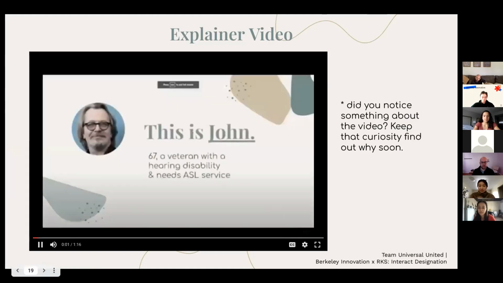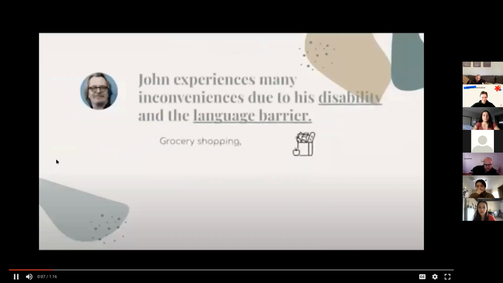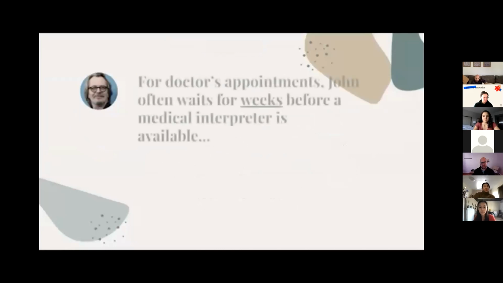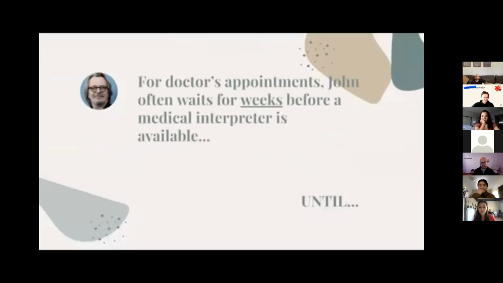This is John, a 67-year-old veteran with a hearing disability and needs sign language service. John's disability and language barrier lead to many communication inconveniences in his daily life. For example, grocery shopping, doctor's visits, and mailing packages at postal services. For doctor's appointments, John often waits for weeks before a healthcare sign language interpreter becomes available.